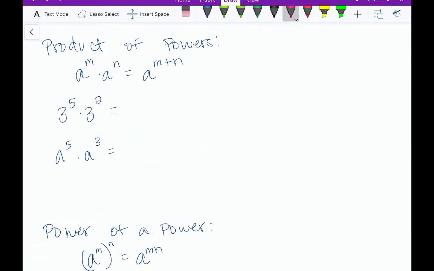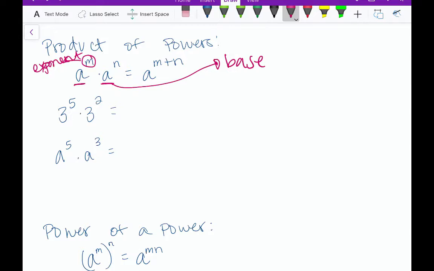Okay, now we have some additional rules that we need to know and be able to use. So the product of powers says that a to the m times a to the n is equal to a to the m plus n. I want you to notice that this a is the same. That is called the base. We are only doing this when the base is the same. Okay, the m and the n is called the exponent. Hopefully we know that. So we've got to have the same base. If we don't have the same base, we cannot apply this rule.